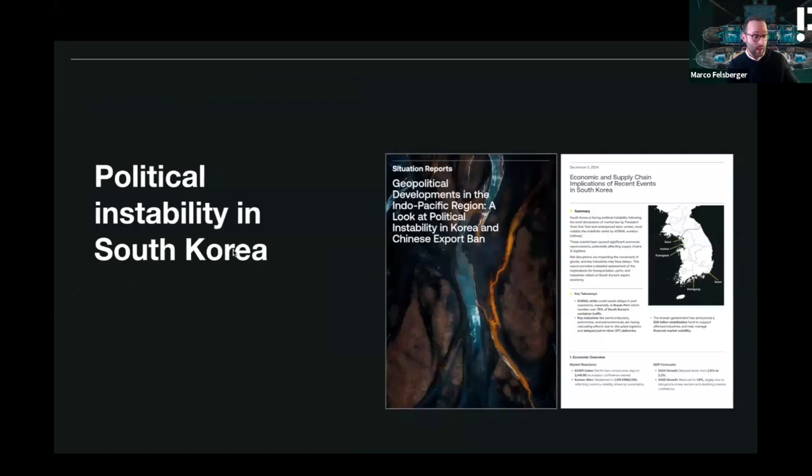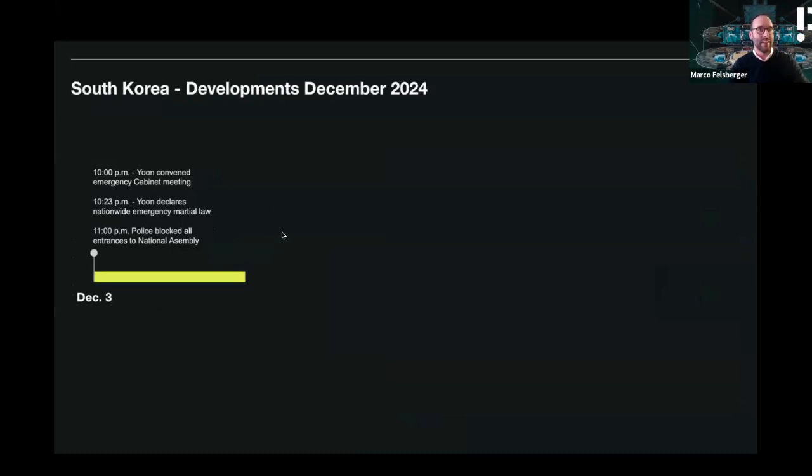Now, this was a rough overview about a few key points of what we do when we try to create the situation reports, when we try to analyze supply chain and supply chain risk. And now I will already dive into the South Korea events from last week. It was on a very short time frame. On December 3rd last week, at roughly 10 p.m. South Korean time, President Yoon convened the emergency cabinet meeting. Half an hour later, or 30 to 40 minutes later, he already declares the nationwide emergency martial law.